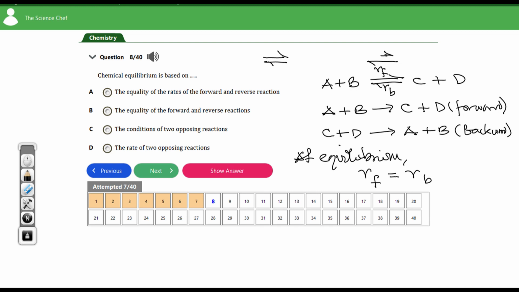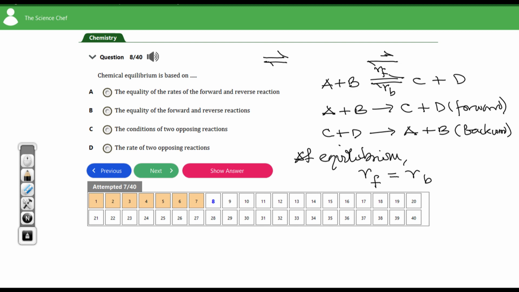But the certain thing is that their concentrations will not change over a period of time. So that's how you identify a reaction at equilibrium. So given that explanation, which of these options fits that explanation? The equality of the rates of the forward and reverse reaction. Chemical equilibrium is based on the equality of the rates of the forward and backward or reverse reaction. Okay, that sounds correct. Let's see the other options first.